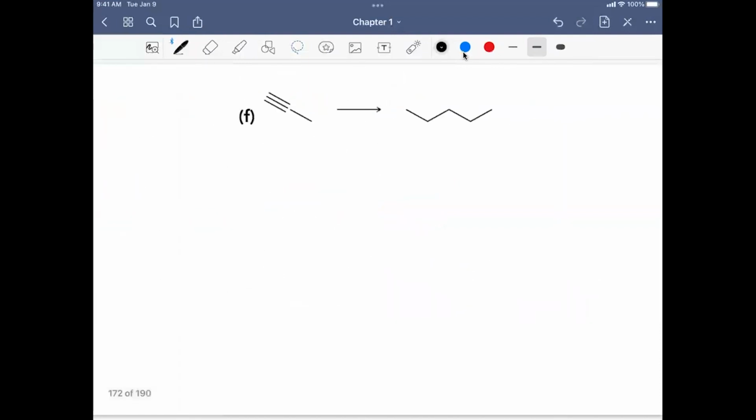Let's look at this next one. This looks like a pretty simple one, right? We're going from an alkene, alkyne, I'm sorry, to an alkane.